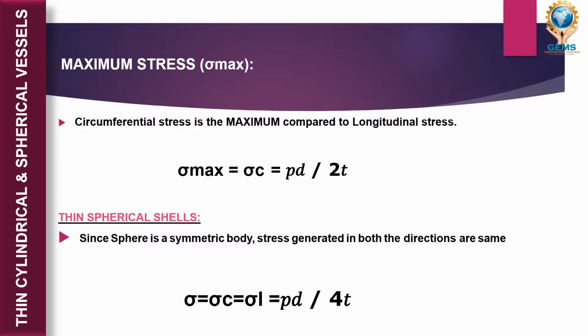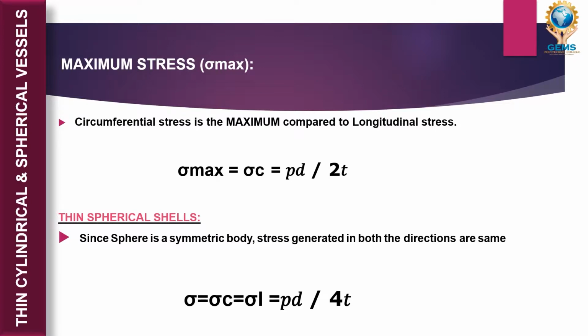So, I have written here, circumferential stress is the maximum compared to longitudinal stress. As I told you, if you compare circumferential stress and longitudinal stress, circumferential stress is twice the longitudinal stress. So circumferential stress is maximum. That means the maximum stress value is the circumferential stress value, equal to PD by 2T. Am I right or wrong? So the maximum stress will be the circumferential stress only.